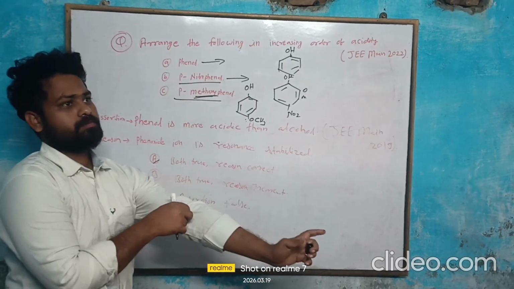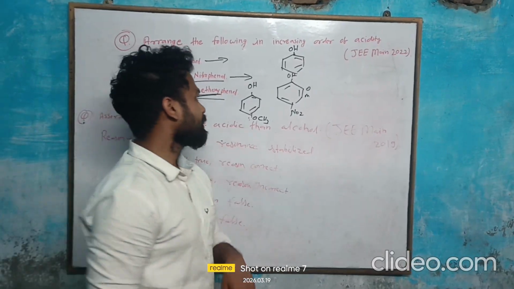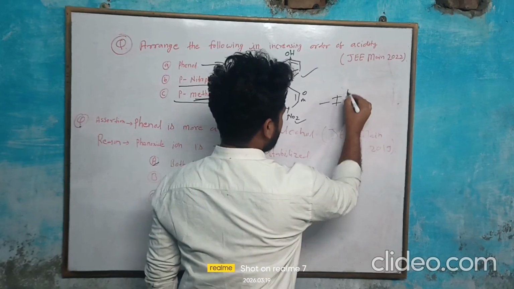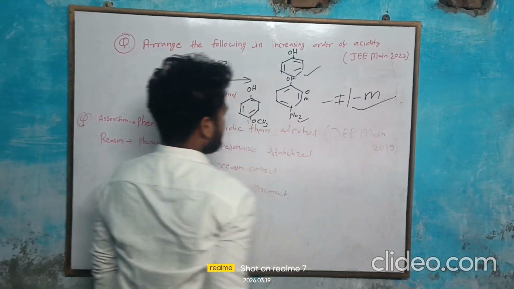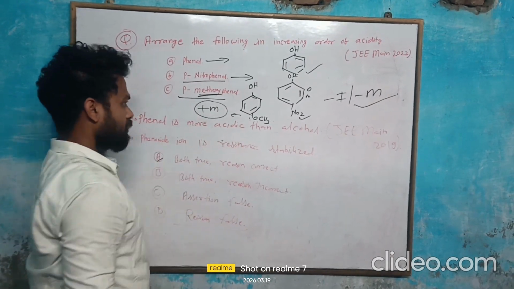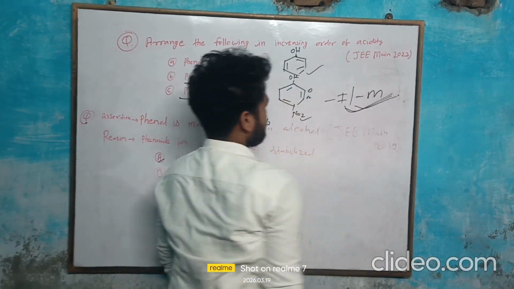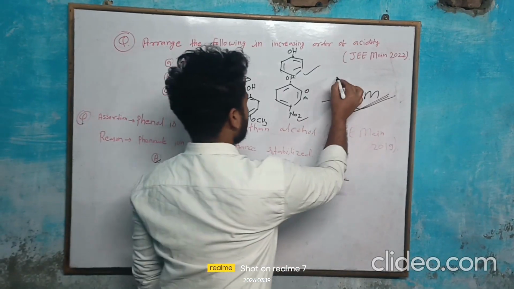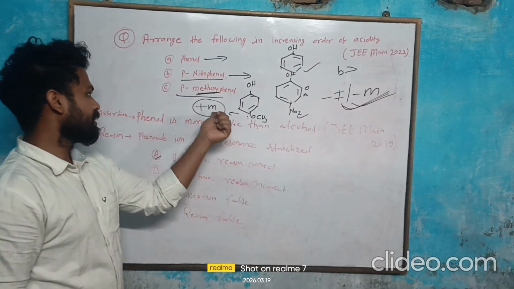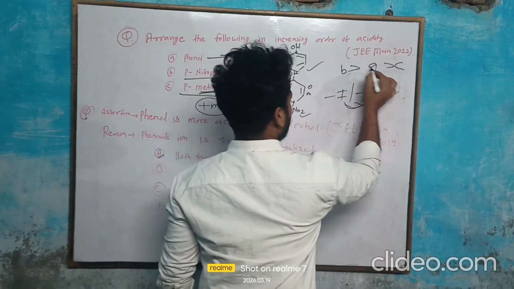So as we know, acidic character depends on the stability of the phenoxide ion. Here there is no substituent. Here the substituent NO2, as we have discussed, will show minus I and minus M. Here there is a lone pair, it will show plus M. This is the factor to stabilize the phenoxide ion. So the most acidic will be B, and plus M will decrease the stability of the phenoxide ion. So it will be the least, and A will be in between.